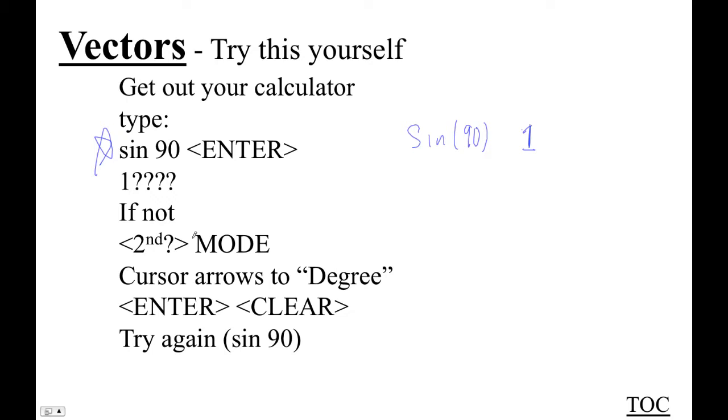So go down and then over until it's over degrees. Hit enter and then hit clear. And do the sine of 90 again. Now it should say 1. If it doesn't, go Google how to turn your calculator, whatever it is, into degree mode. We need degrees.